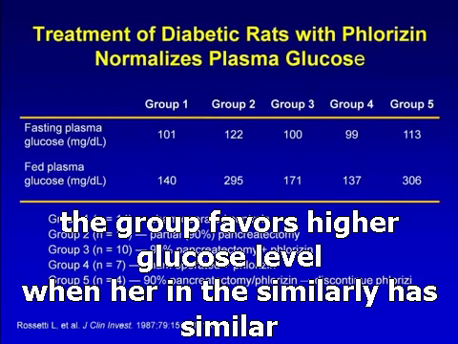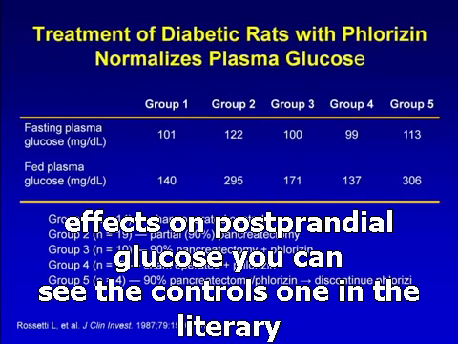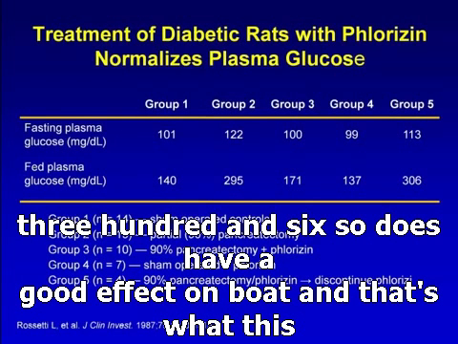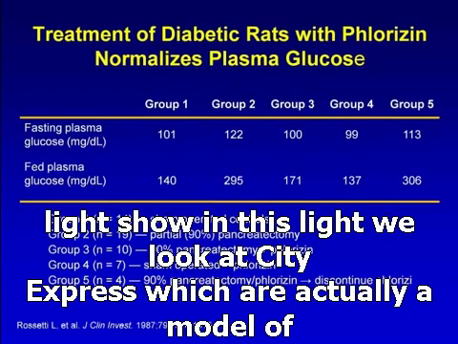So similarly, it has similar effects on postprandial glucose. You can see the control is group 1, and then the treated is group 3, and it's approaching 171. If you remove the treatment, it worsens to 306. So it does have a good effect on both, and that's what this slide shows.